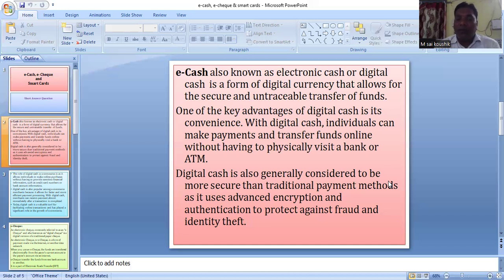So I'm writing here, as it uses advanced encryption and authentication to protect against fraud and identity theft.